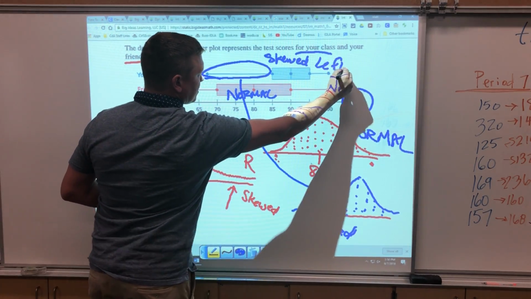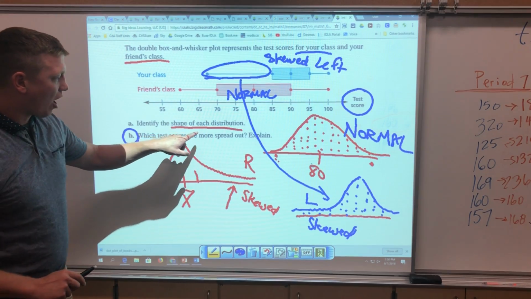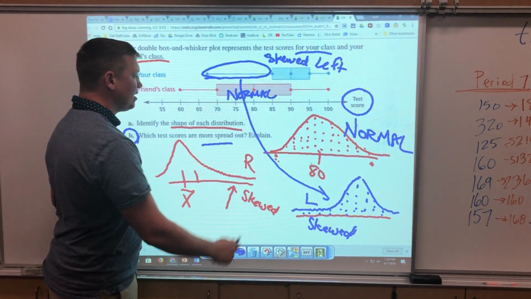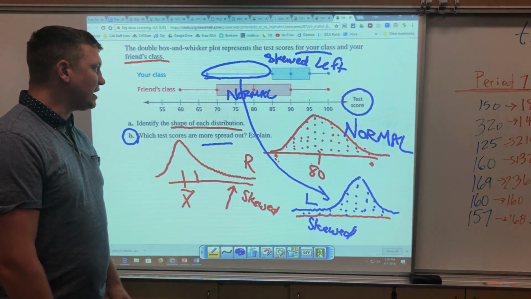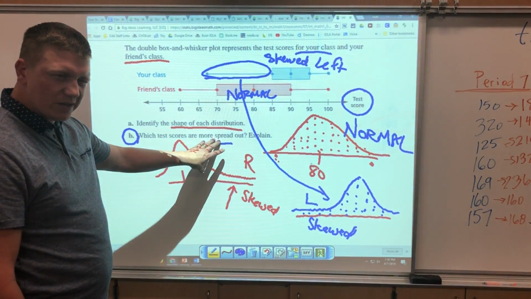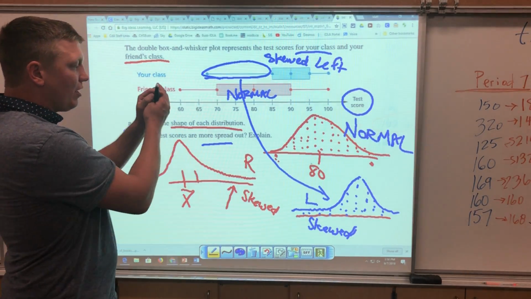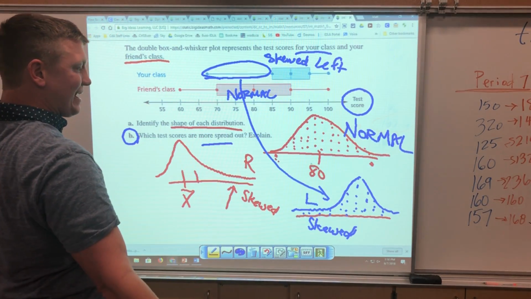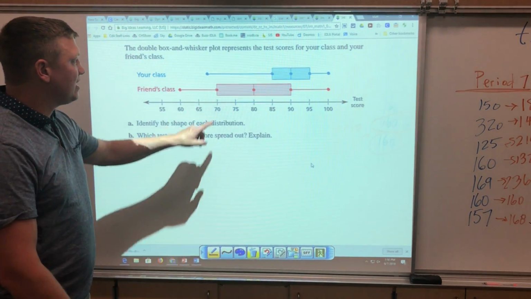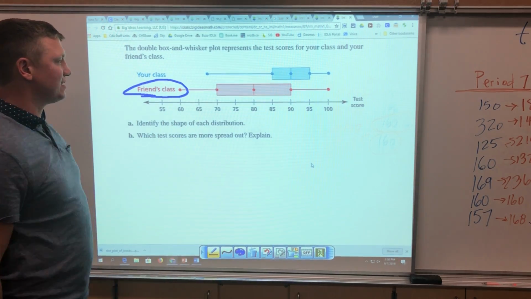And because of this right here, it matches this one, which means it is skewed left. Part B right here says, which test scores are more spread out? Explain. More spread out, it doesn't ask you necessarily which has higher scores. It doesn't say who got the better scores. It just says, on the overall spread, which one has more spread-outness to it. Just by glancing at these two, it's obviously your friend's class that is a little more spread out.